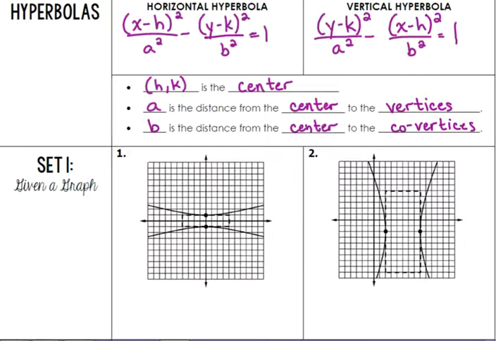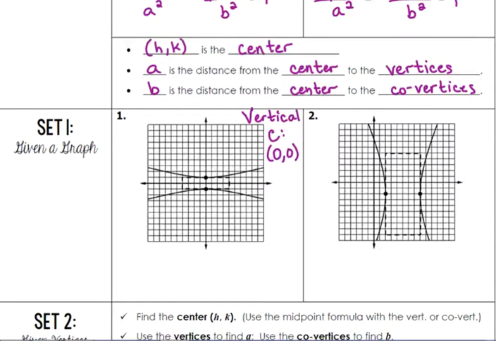All right, so if we've got our graph here, we want to write the equation. First thing that I want to identify, horizontal or vertical. So for number 1, is it horizontal or vertical? Which way are the curves opening? Up and down, so it's vertical. What's our center? The origin, 0, 0. Since it's vertical, my y comes first. Since it's 0, 0, I don't subtract anything. Same thing for the x, it's 0, 0, so I don't subtract anything.